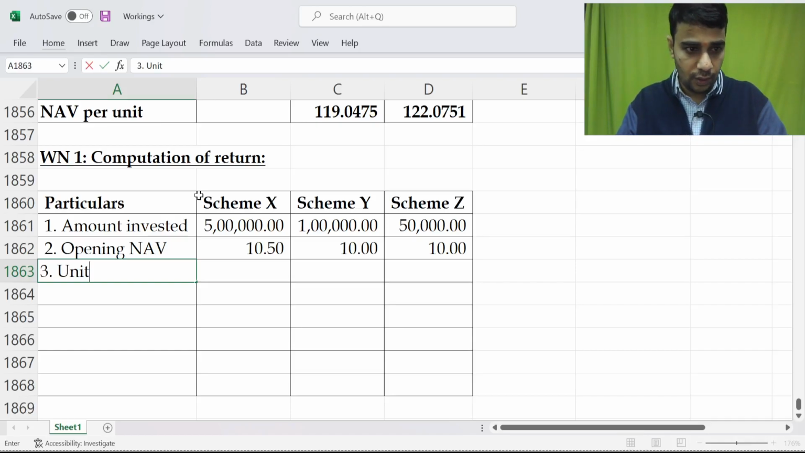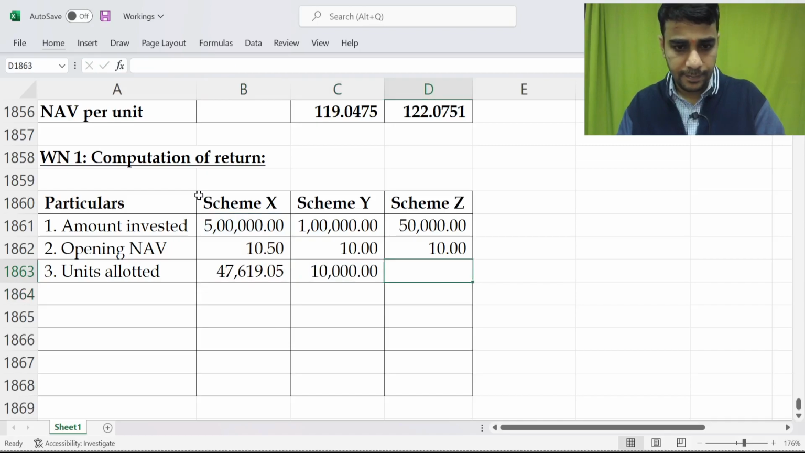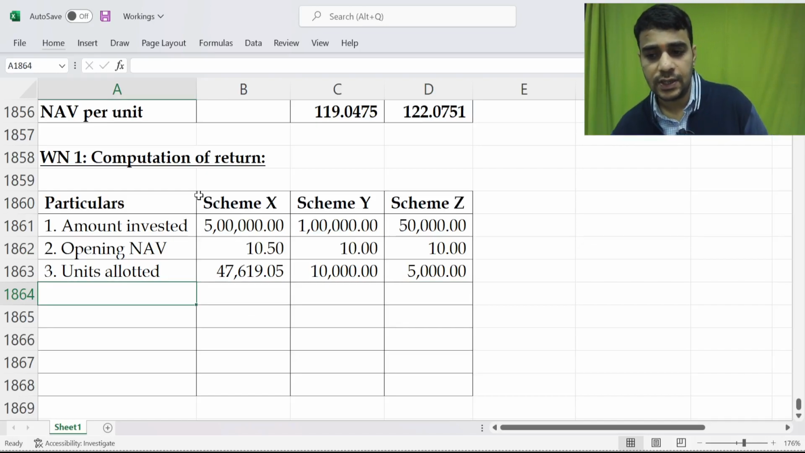Point number 3: units allotted. We'll work with two decimals. You can even do four decimals also. I'll work with two decimals for units allotted. Forty-seven thousand 619, 10,000 and 5,000 units allotted.